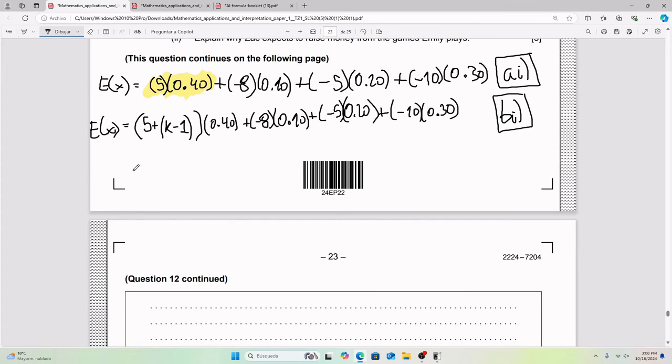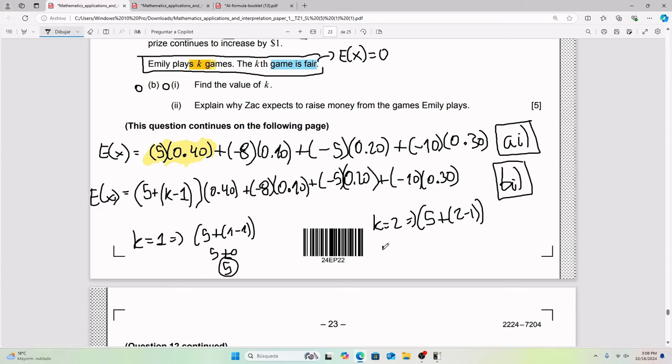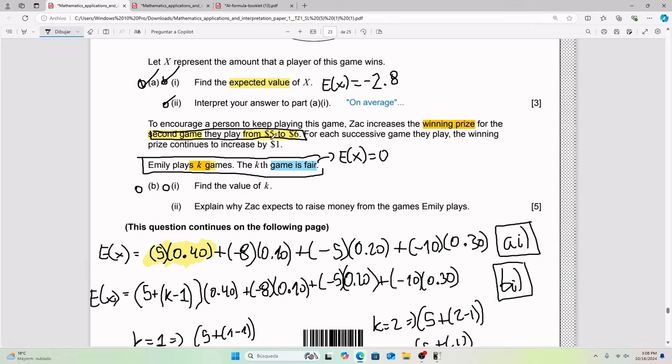Because think about it. If you have K equals 1, you're going to end up with 5 plus 1 minus 1, which ends up giving you 5 plus 0. So you still end up with 5. See, so for the first game, you actually end up with the formula up top, which is for the first game. Makes sense. And in this context, if you go ahead and plug in K equals 2, what you actually end up with is 5 plus 2 minus 1, which is the same as 5 plus 1, which gives you 6. So it makes sense. On the second game, as they say over here, the winning price goes from 5 to 6.